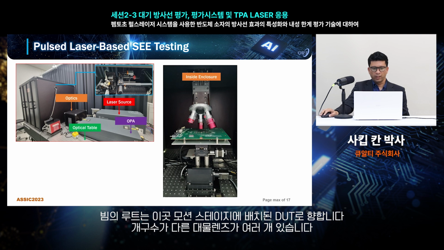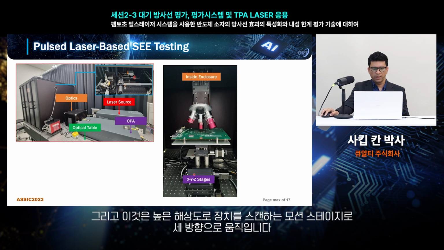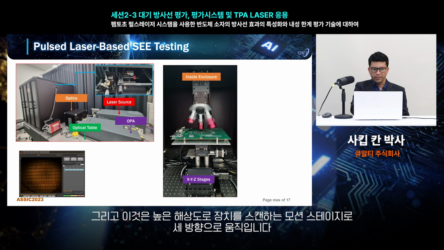There are different objective lenses of different numerical aperture. The DUT can be illuminated using different objectives, and this is the motion stage, which has very high resolution, which is helpful for scanning a device at very high resolution. It can move in all three directions.